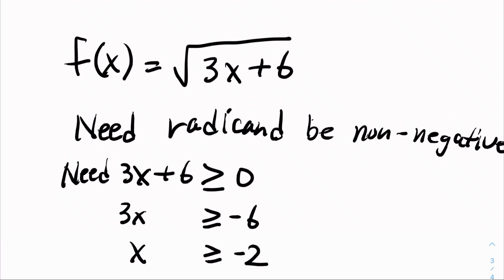So if you plug in, let's say, negative 5, that's less than that. Negative 5 times 3 is negative 15, plus 6 is negative 9, and you know you can't take the square root of negative 9. So just a quick check there. You can always check your answer by plugging in either stuff that's part of your solution or stuff that's not part of your solution as a way to check what works versus what doesn't work.